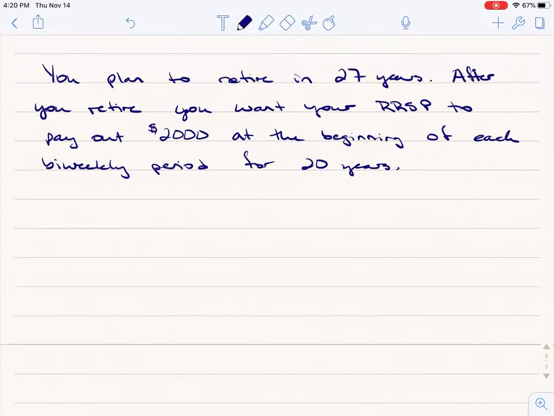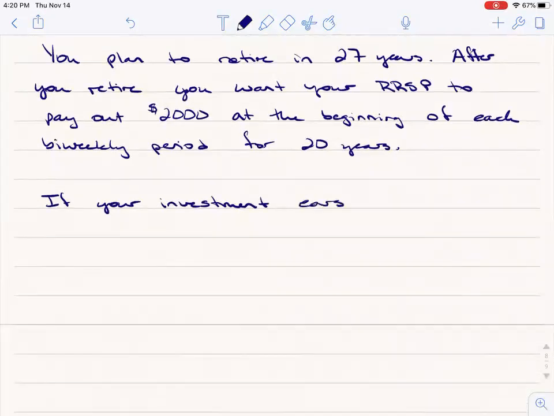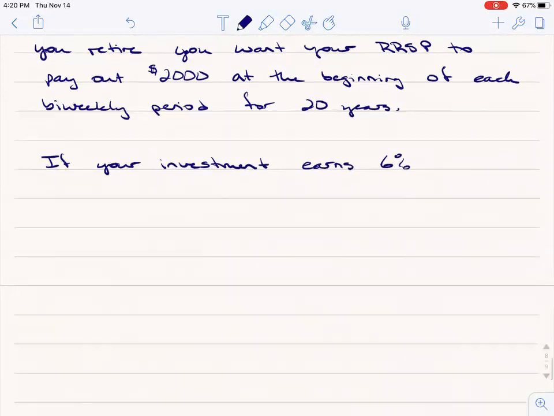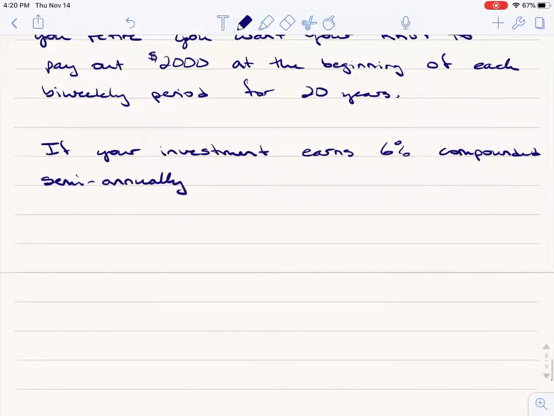If your investment earns 6% compounded semi-annually, what are your monthly payments? Okay.